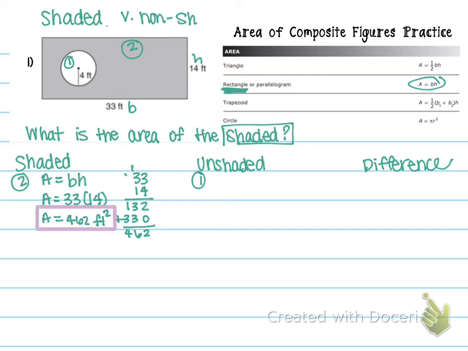So now we're going to find the area of the unshaded. The area of the unshaded is a circle. Show this, a rectangle and a circle. Area of a circle is area equals pi r squared. This goes from the middle to the edge. So this is the radius, okay? So area equals pi r squared. We know what pi is. Pi is 3.14.